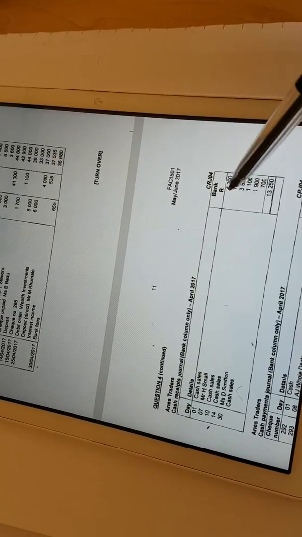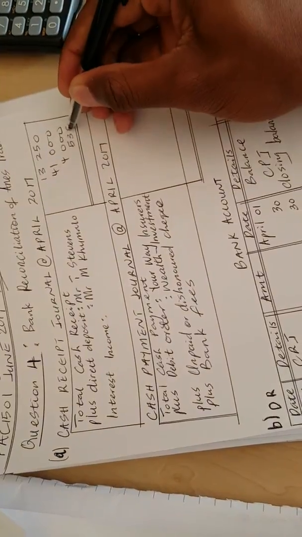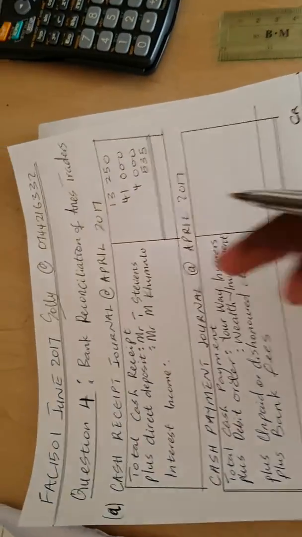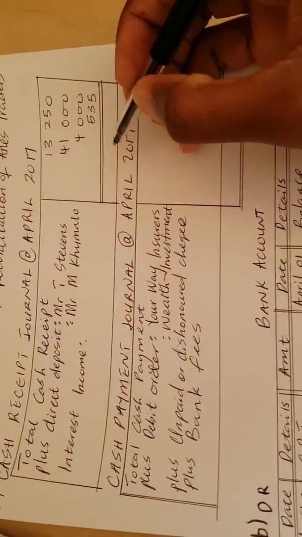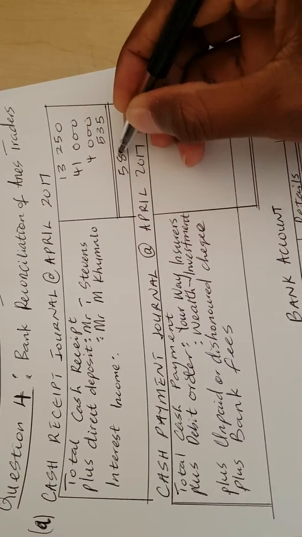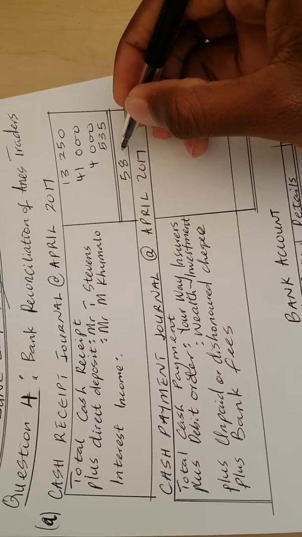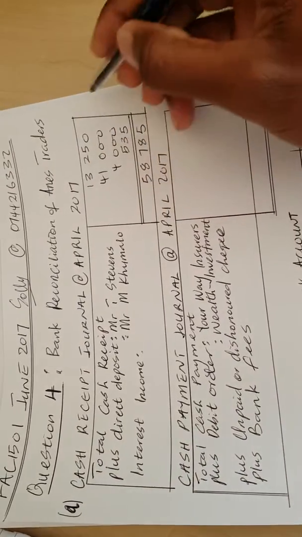If you look at this interest income, it's not here on the cash receipt journal. That is why we have to adjust with it. So the interest income is 535. So how much will your cash receipt journal be? Okay, if we add all of these, they will give us 58,785. So this is the amount of the cash receipt journal.